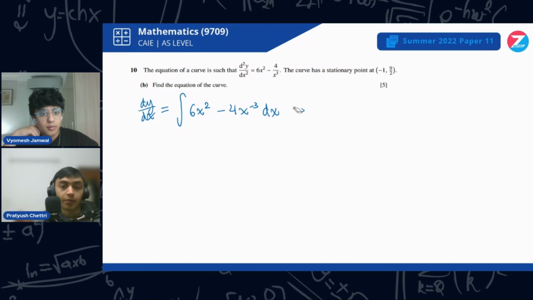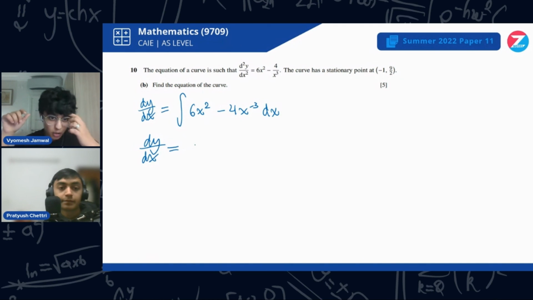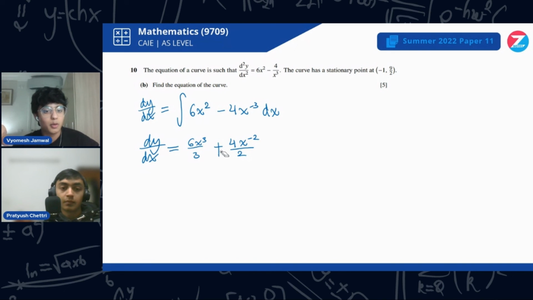Oh yeah, one new line. Oh yeah, that also works. dy/dx equals 6x cubed upon 3 plus 4x to the power negative 2 upon 2. Because essentially, if we would have put negative 2 there, it would have been minus minus. Or we could keep it like that, yeah.